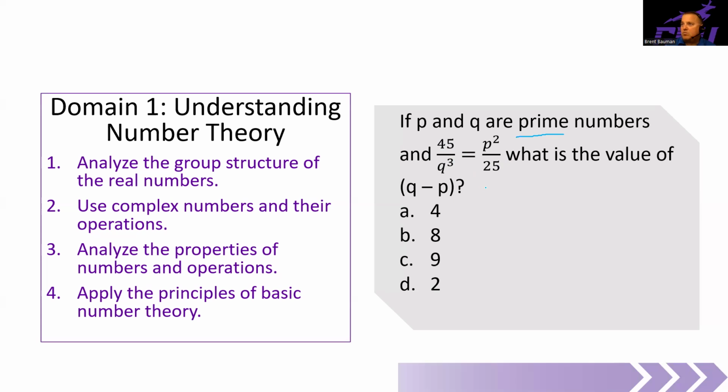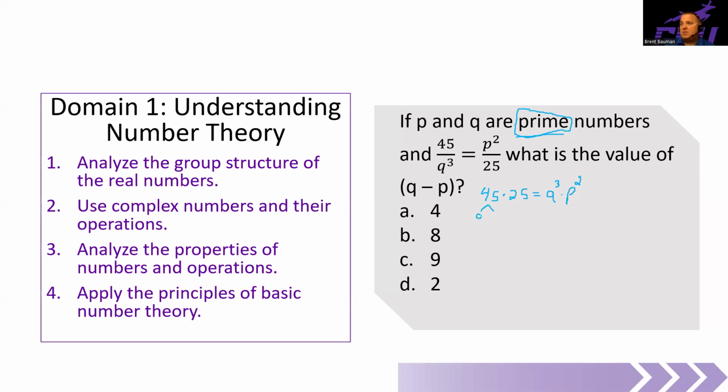So we would get 45 times 25 equals q cubed times p squared. Okay. So now we have a product equal to a product, which might be a little easier for you to work with instead of a quotient equal to a quotient. And what I notice is we're dealing with prime numbers here. So we know that P and Q are going to be prime numbers. So right now we don't have prime numbers. So let's go ahead and prime factor these and see what we get.